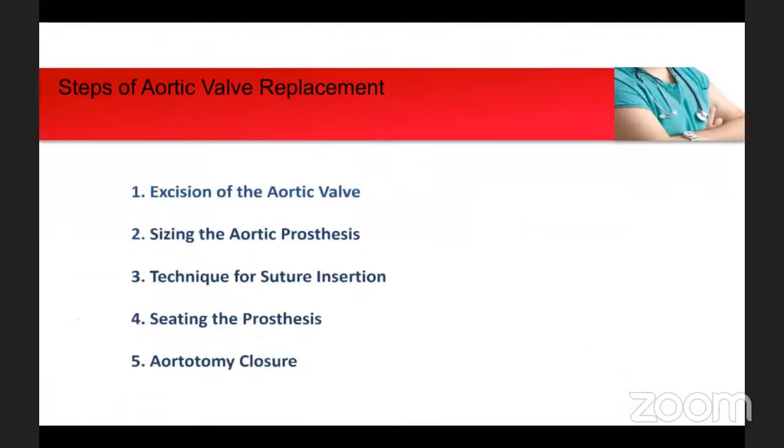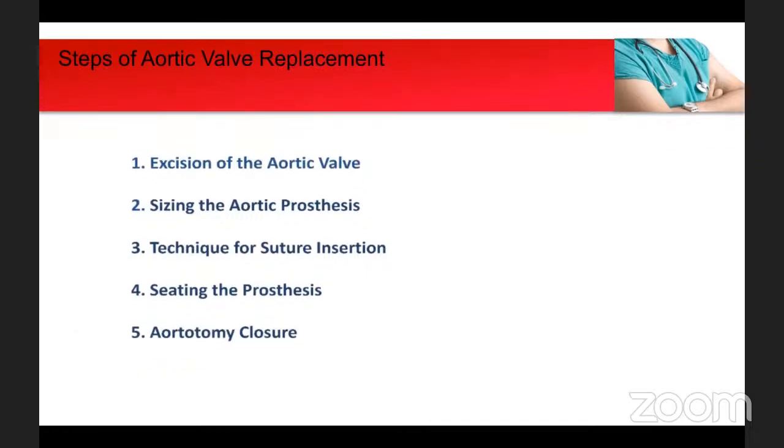Moving to the steps of aortic valve replacement, starting with the excision of the valve, debriding the valve, and sizing the annulus for a proper prosthesis to be implanted. Then suture insertion into the annulus and the sewing ring of the valve, seating the valve into the annulus, and finally closing the aortotomy incision.